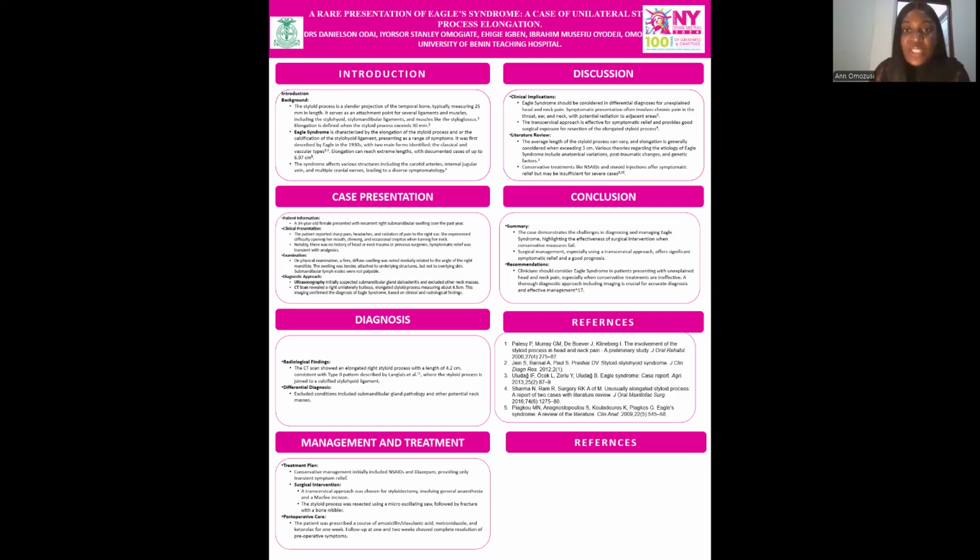The case demonstrates the challenges in diagnosing and managing Eagle syndrome, highlighting the effectiveness of surgical intervention when conservative measures fail. Surgical management, especially using a transcervical approach, offers significant symptomatic relief and a good prognosis.